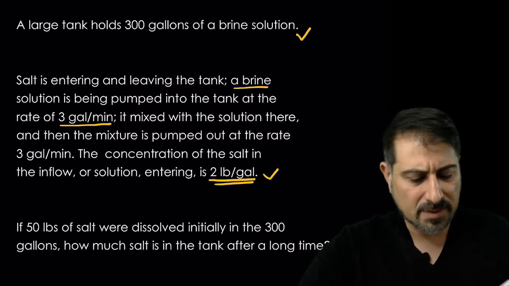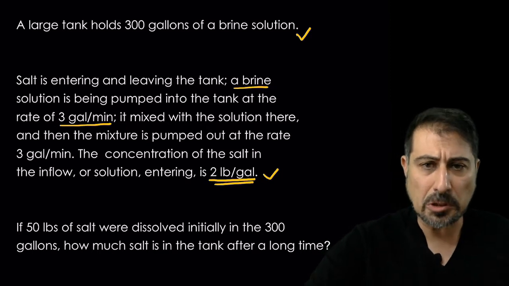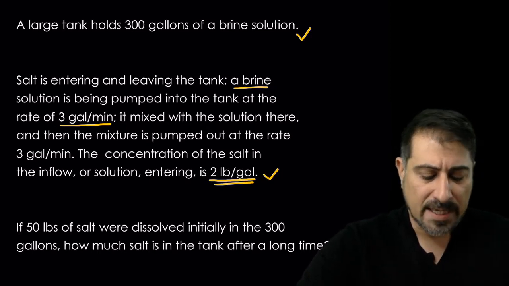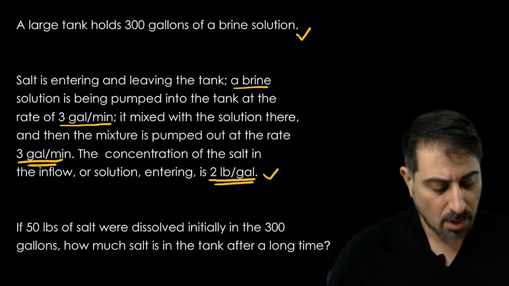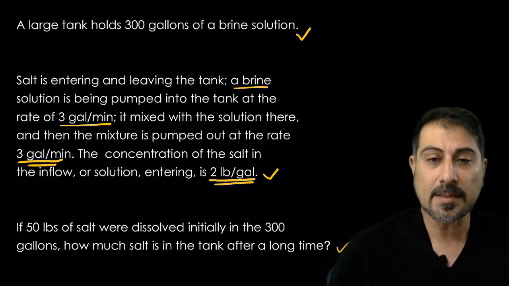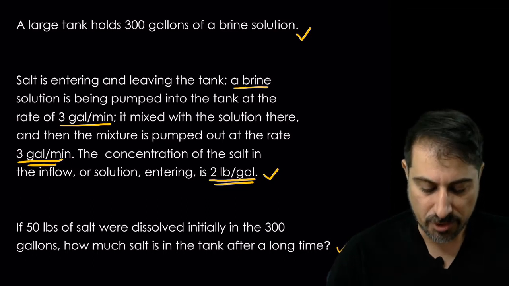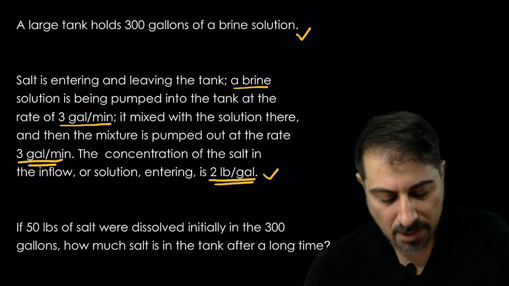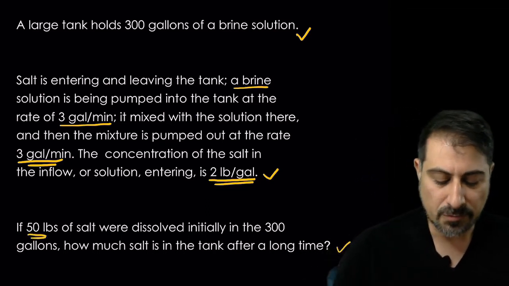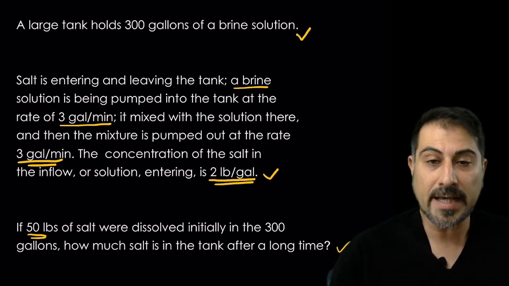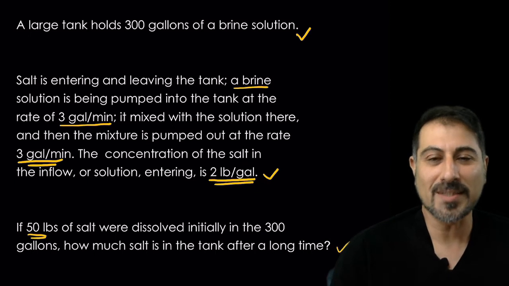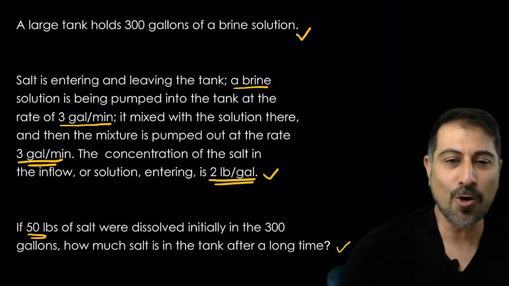And then we mix the solution, and the mixed solution is pumped out at the rate of 3 gallons per minute. And in the final sub-statement of the question, we're told that initially we have 50 pounds of salt dissolved in the 300 gallons, and we're being asked how much salt is in the tank after a long time.